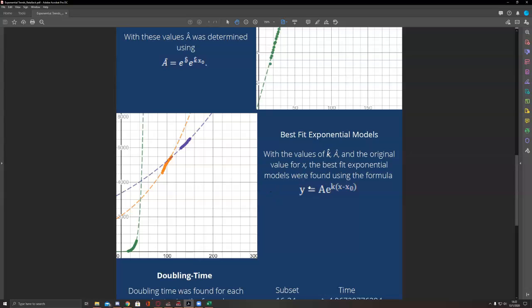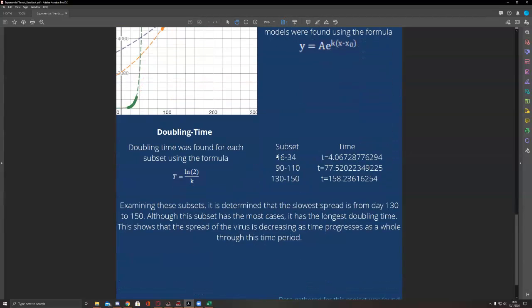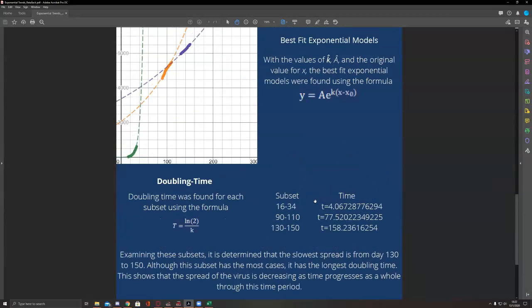So what is the doubling time for each corresponding subset? The doubling time for the green one was just 4 days, just above 4 days. For 90 to 110 was 77. And by the time you make it to 130 to 150, you're up to 158 days.